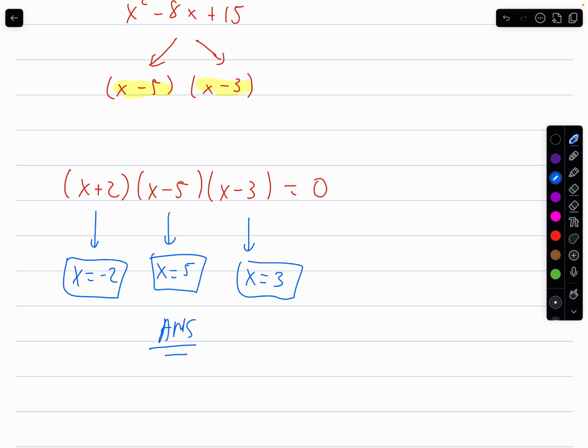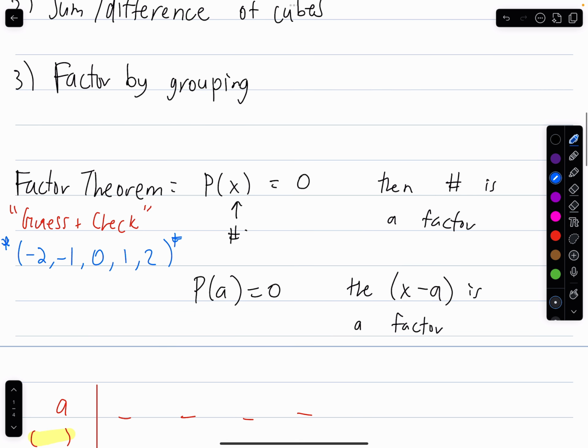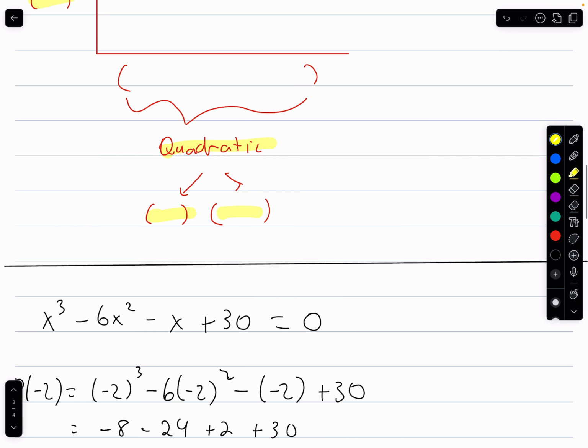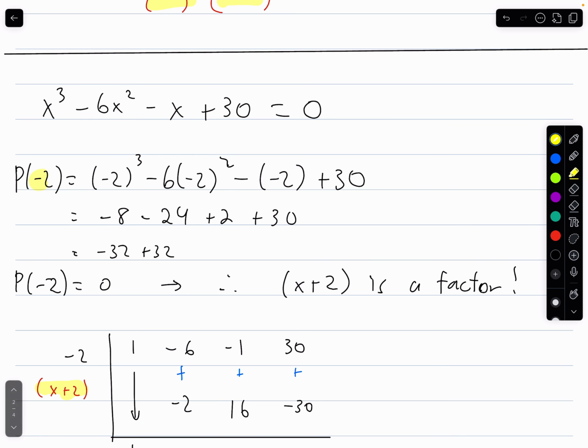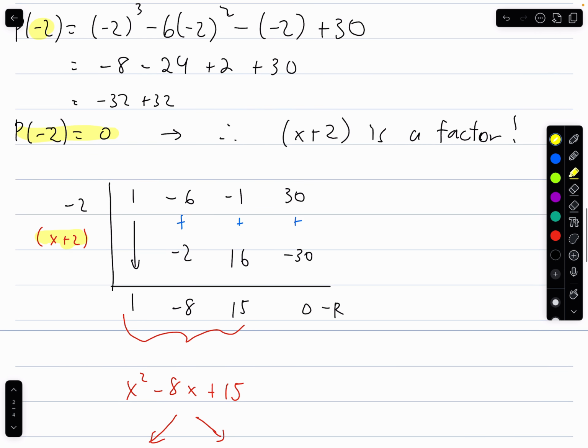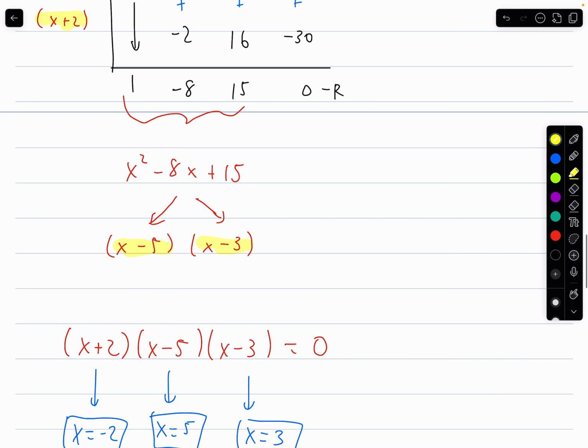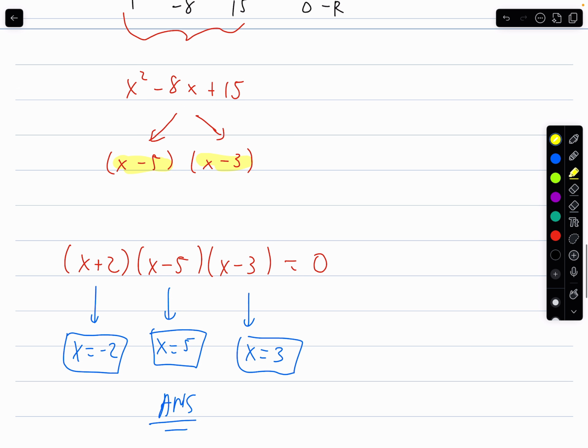So let's go back to the process of how we did it. The first thing we have to do is use the factor theorem. So we guess and check to find out which value equals 0. Using the cheat sheet I'm giving you right here, it usually is one of these numbers that unlocks the door. Once we guess and check, we do the synthetic division. We got P at negative 2 gave us 0, so we know x plus 2 is a factor. Then we did the synthetic division to find the quadratic. After we find the quadratic, we split that up by factoring it normally. And then boom, there you have it.